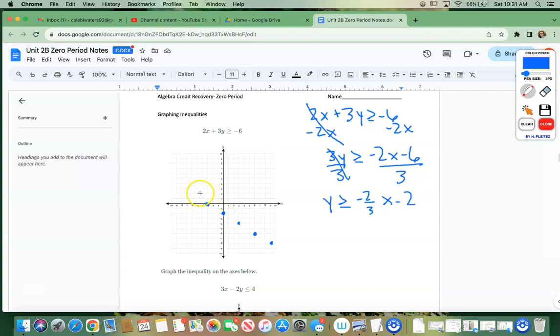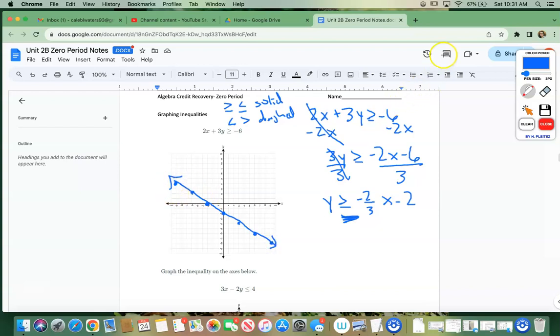Up 2, backwards 3. And if you're really uncomfortable with this kind of graphing, I'd encourage you to go back and watch some of those Unit 2A videos. We went over a lot of this graphing in those. Now, one more thing. If you have an equal to, that means solid line. If you have a less than or a greater than, that means a dashed line. We had a greater than or equal to, and so that's going to make that a solid line.